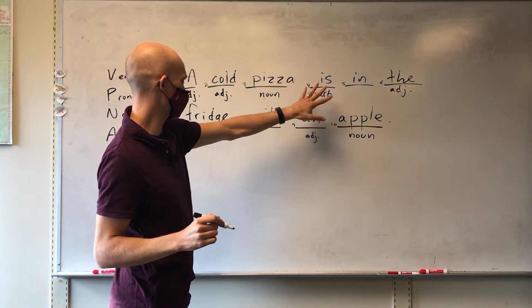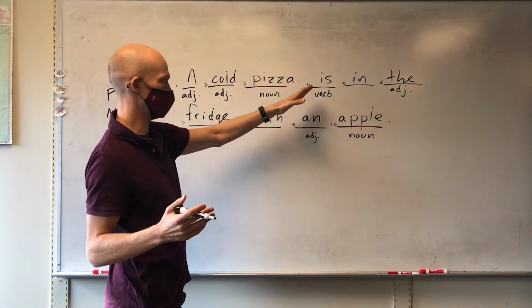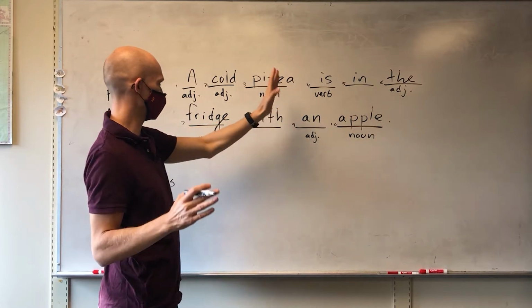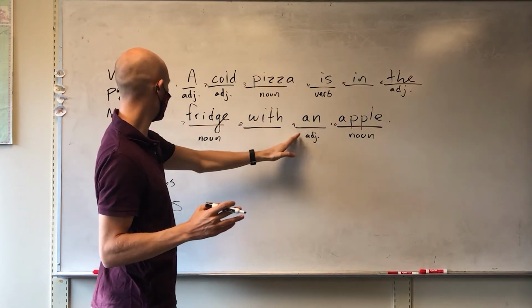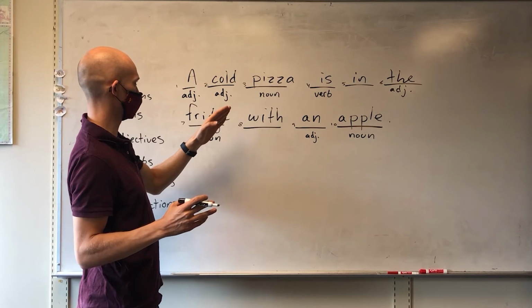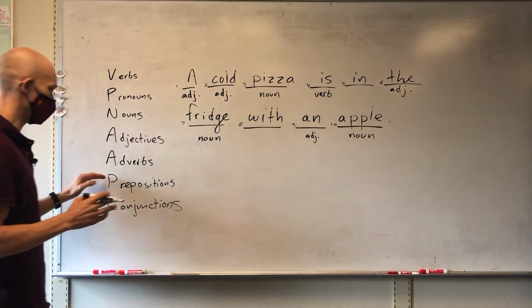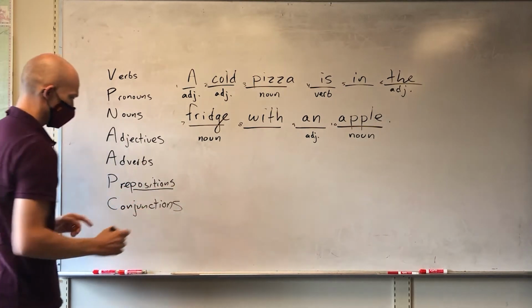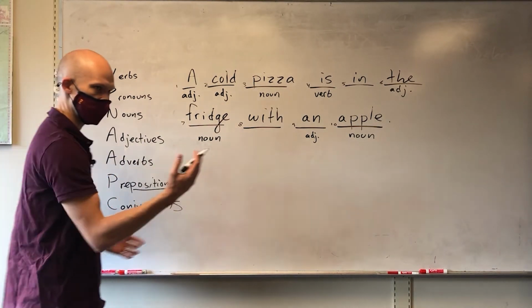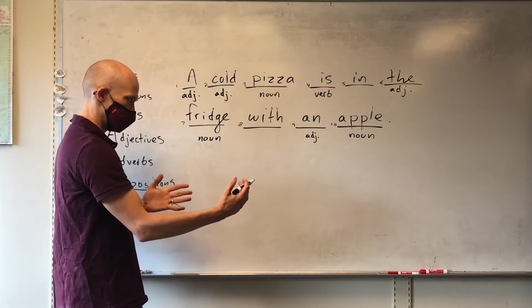So then adverbs. How did the verb is do its job? We don't have anything. Really is, truly is, no. For adjectives, only an apple. Really cold, no, there's nothing like that. No adverbs.